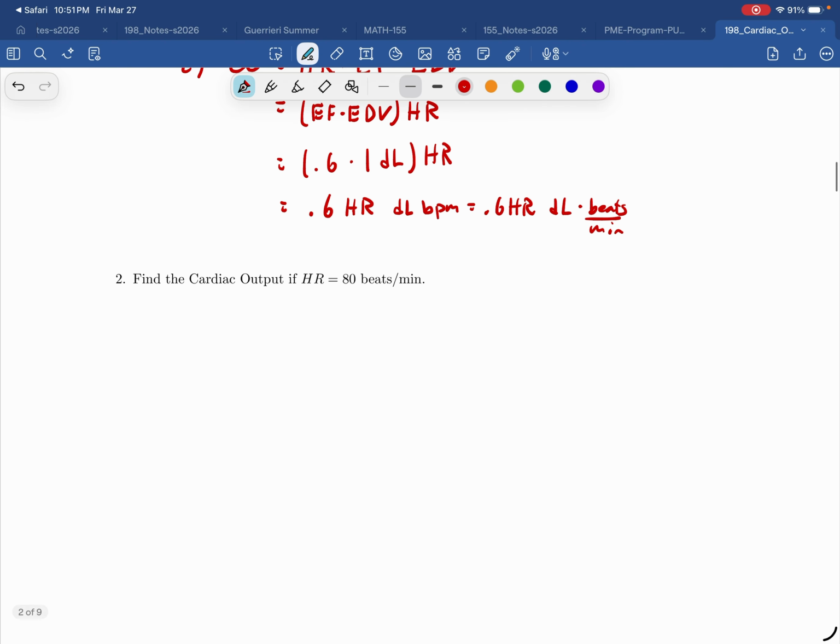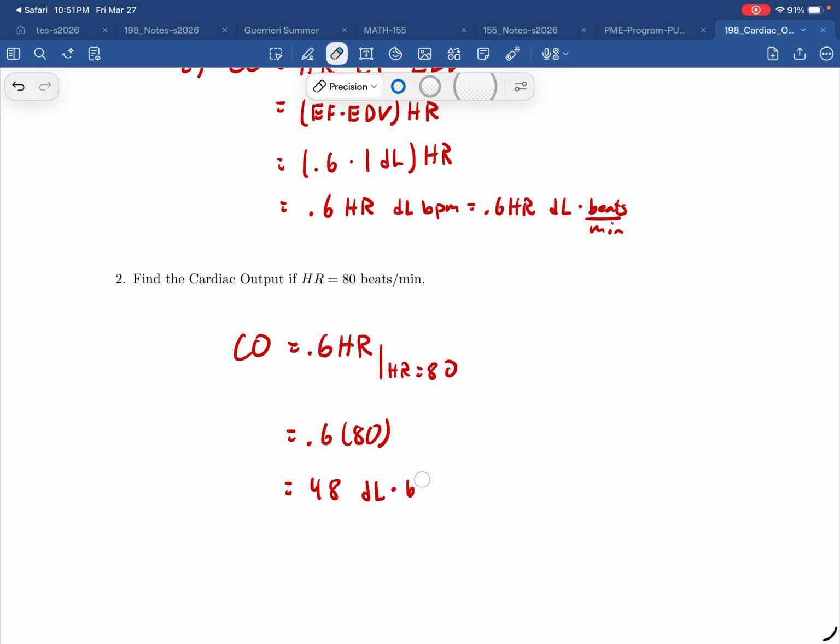Now they say find the cardiac output if HR equals 80 beats per minute. That's easy enough. CO equals 0.6 HR, and we just plug in HR equals 80. We get 0.6 times 80, no tricks over here, which gives us 48. And just remember, our units are deciliters per minute. Actually, Dr. Stoner likes to write it as deciliters per min, so we'll write it that way.